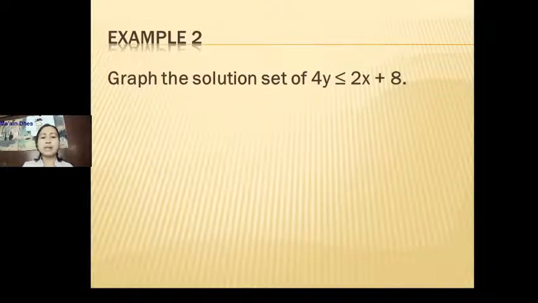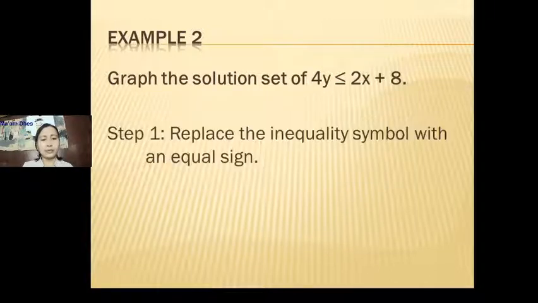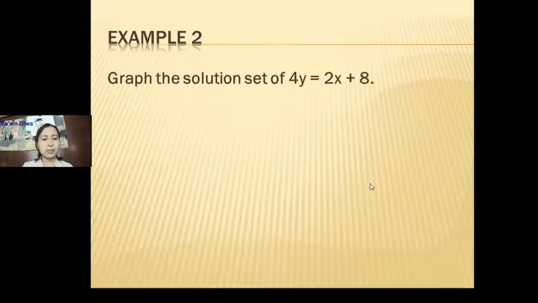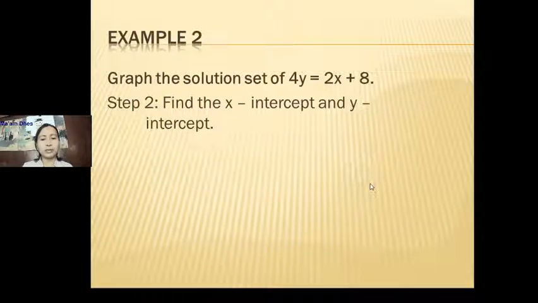Let's have example number 2. Graph the solution set of 4y is less than or equal to 2x plus 8. Okay, so our first step, replace the inequality symbol with an equal sign. So from less than or equal to, we now have the equal sign. Step 2, find the x and y intercept.